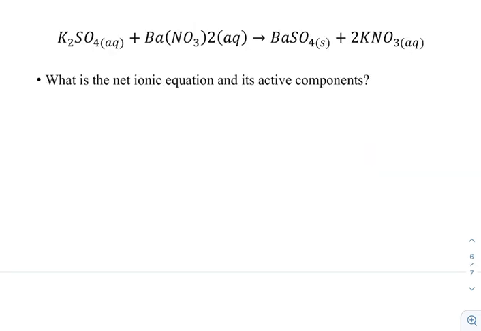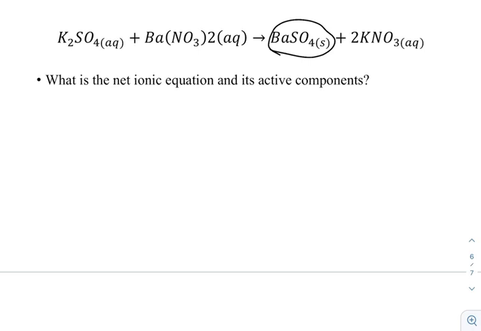In order to let you have a deeper understanding of the chemical driving forces, can you write the active components of this reaction? In this case, the precipitation is formed. Here, the BaSO4. You can pause for 1 minute to practice on your own. Alright, let's have a look.